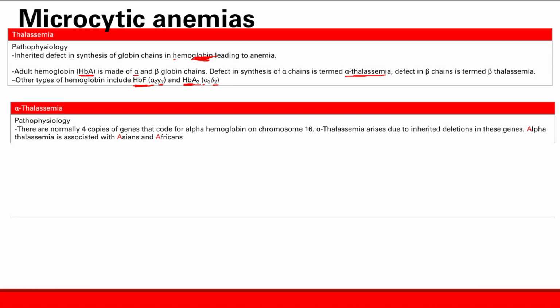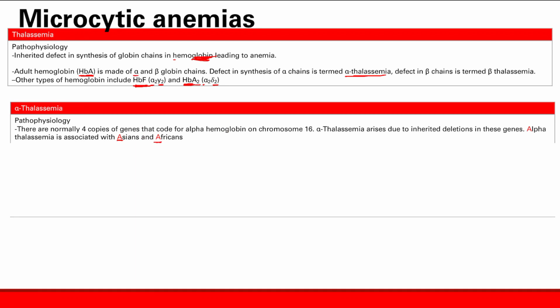Now, alpha-thalassemia. There are normally 4 copies of the gene that codes for alpha hemoglobin on chromosome 16. There are two copies on each chromosome. So alpha-thalassemia arises due to inherited deletions in these genes. And the other thing you want to know is alpha-thalassemia is associated with Asians and Africans. So that's easy. At least they all start with A.